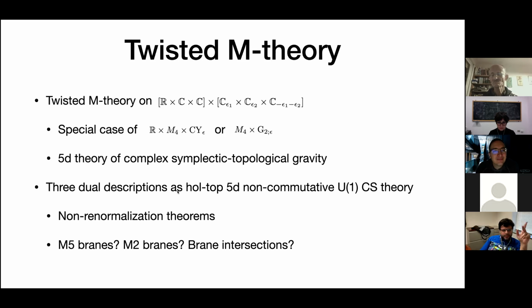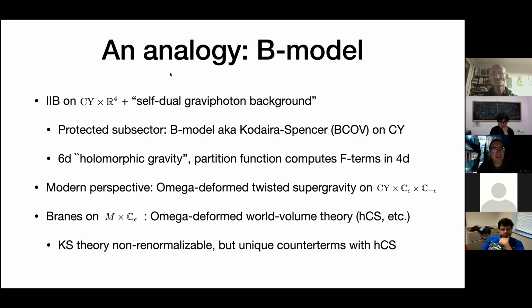Yes? How do the three dual descriptions work? What are the three duals? Well, I will come back to it, but very roughly, in each of these descriptions, one of the epsilon parameters is the coupling, and the other is a non-commutativity parameter. So these descriptions work in a regime where there is a hierarchy between these parameters. The coupling is very small, the non-commutativity is small, but not as small as the coupling. This is a bit analogous to the fact that, in the type 2B setup, the omega deformation parameter essentially controls the topological string coupling.